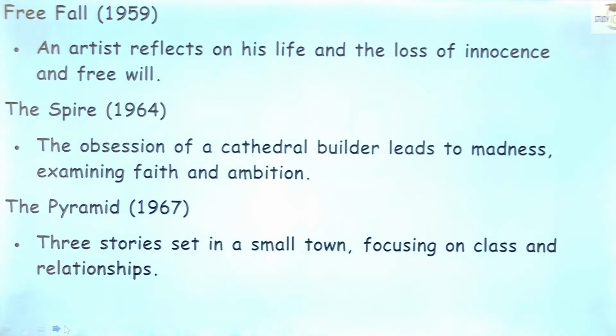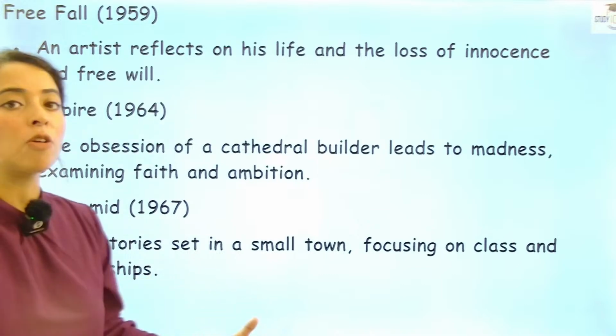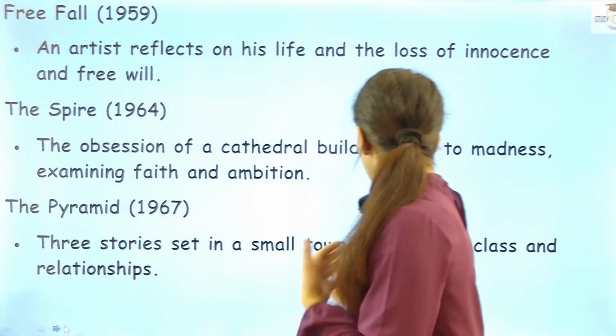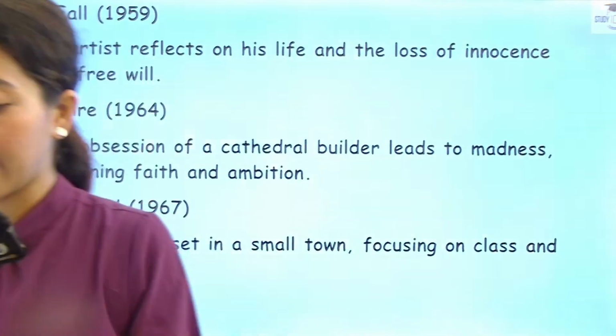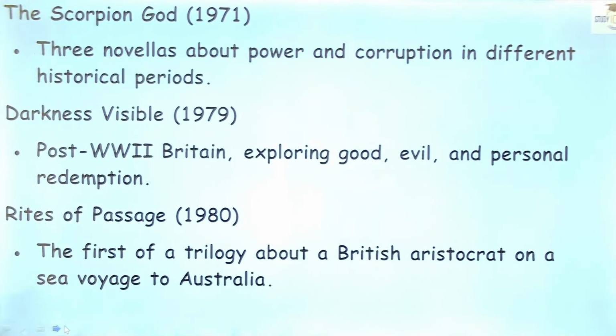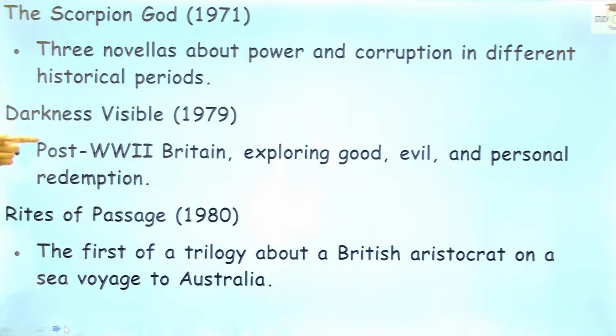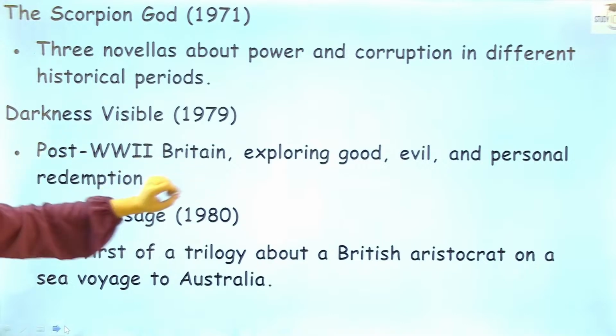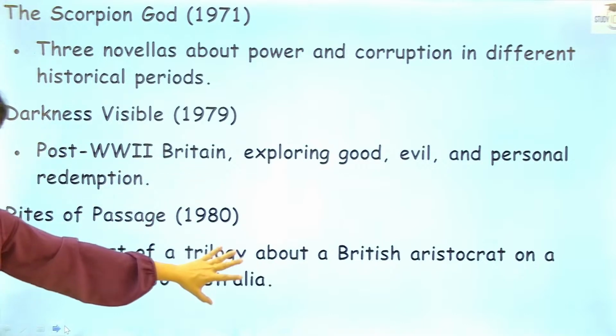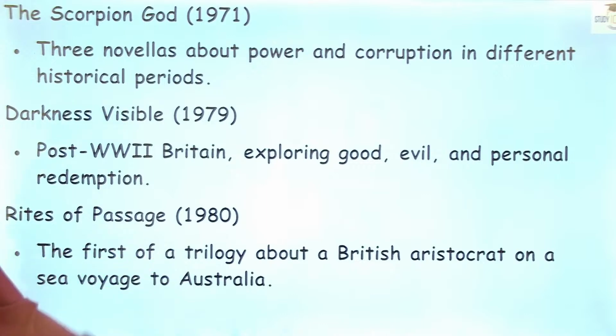Then you have Free Fall. It's 1959. It's an artist who reflects on his life and the loss of innocence and free will. The Spire, 1964. The Obsessions of a Cathedral Builder. The Pyramid, 3 stories set in a small town focusing on class and relationships. Okay. Next you have The Scorpion God, 3 novellas about power and corruptions in different historical periods. Darkness Visible, post World War II Britain के बारे में है, and The Rites of Passage, 1980, the first of a trilogy about a British aristocrat.